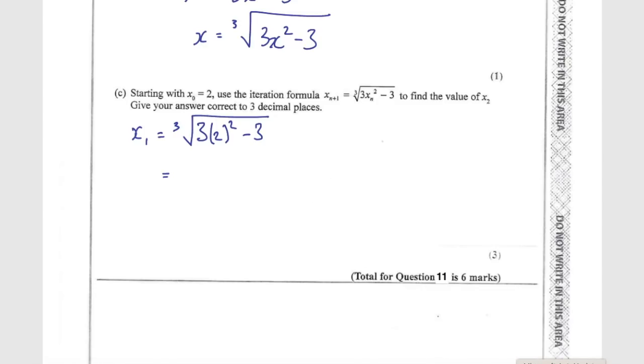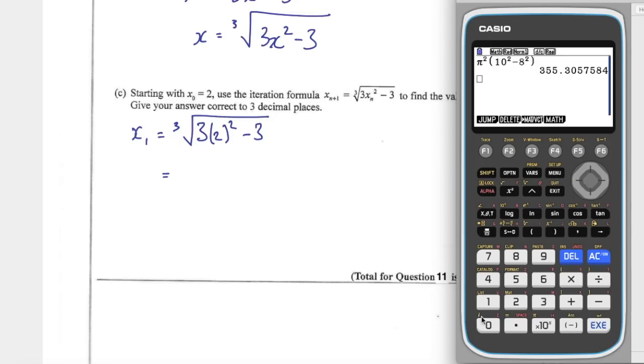And this is a calculator question, so let's just go ahead and put that straight into our calculator. So I have a cubed root button. If you don't, you should have this button where it has an empty box, and you put the 3 in, and then let's just use some brackets just in case. So this will be 3 times 2 squared minus 3, and then end the brackets, and we get 2.080, etc.